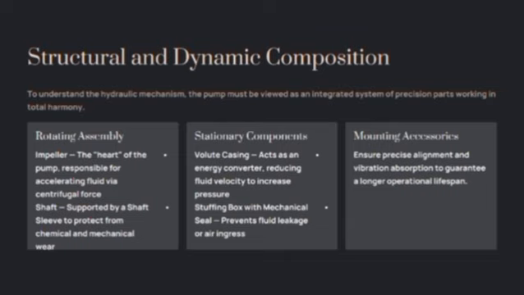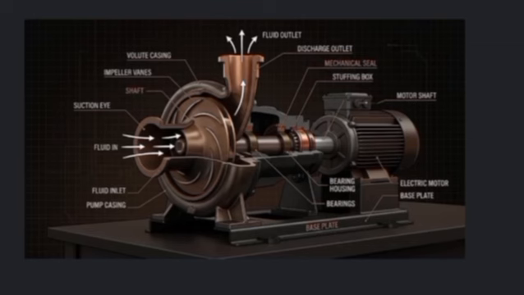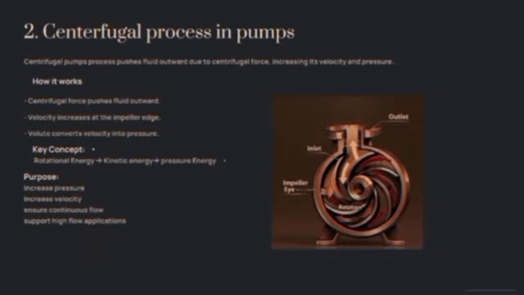Then we have the stationary components. The volute casing acts as an energy converter, reducing flow velocity to increase the pressure, and a stuffing box with a mechanical seal prevents fluid leaking or air ingress. And finally, we have the mounting accessories, which ensure precise alignment and vibration absorption to guarantee a longer operational lifespan. And all these parts are shown in the figure.